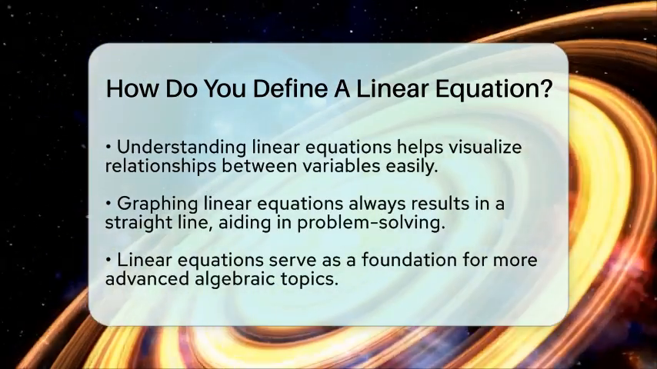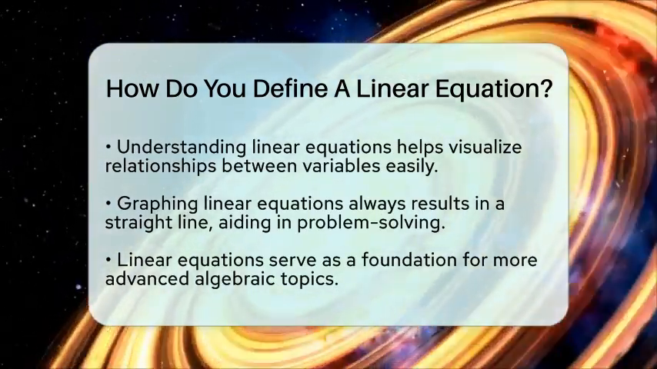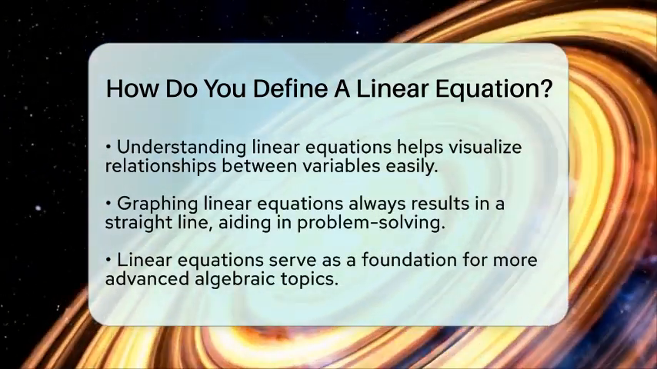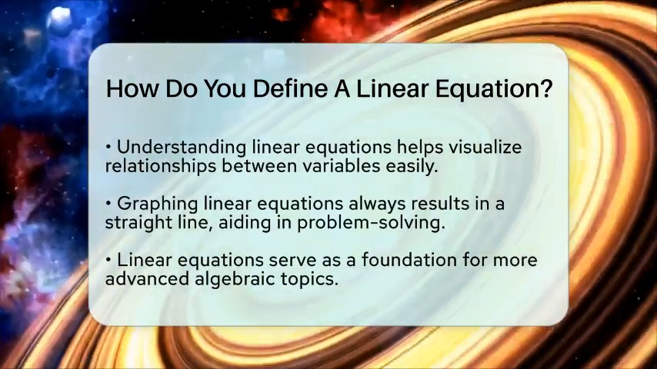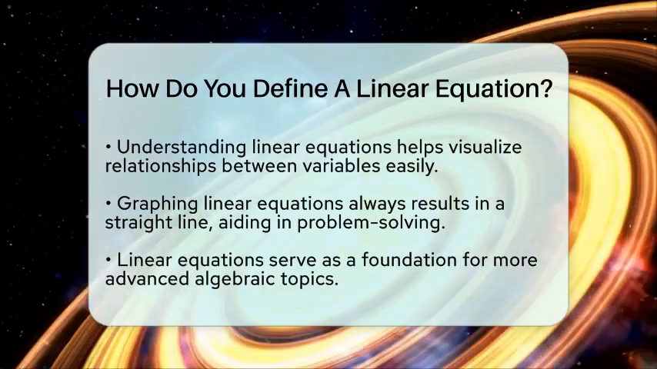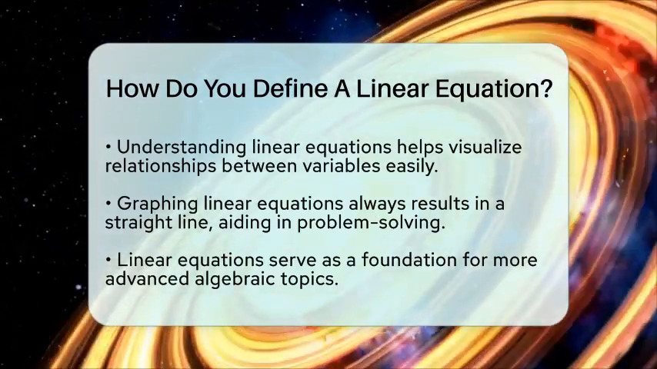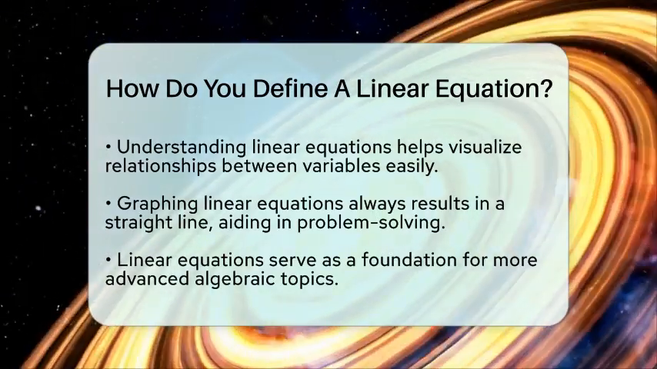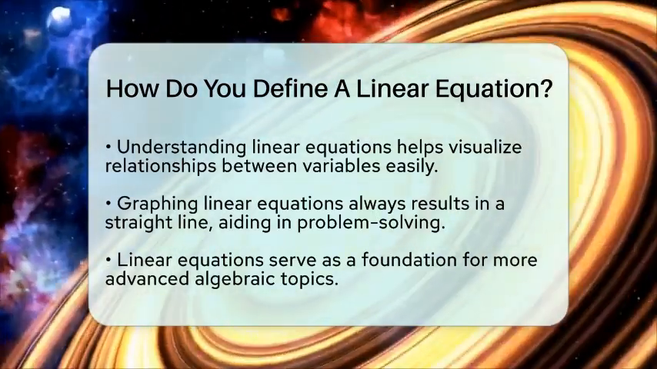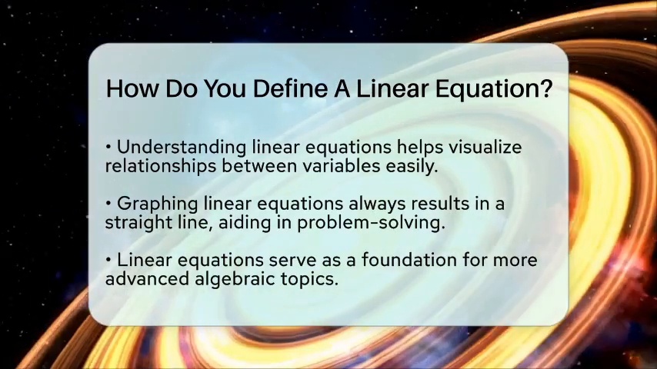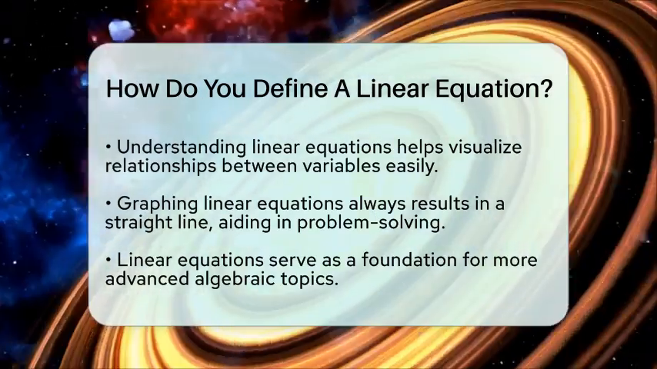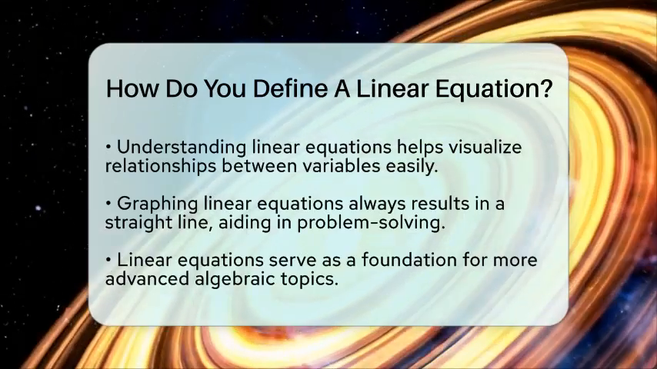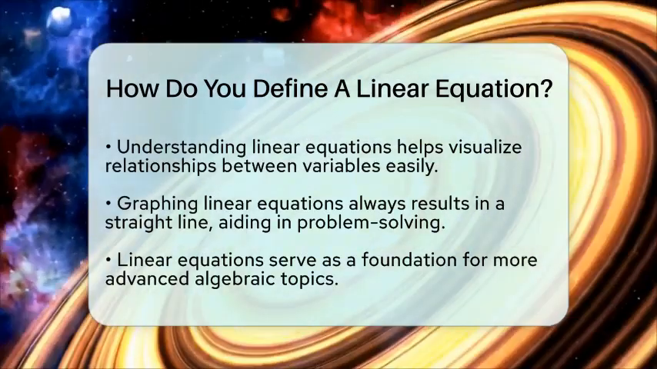When you graph a linear equation, it always makes a straight line, which makes it easier to visualize and solve. So, to sum it up, a linear equation is one where variables are only to the first power. No variables are multiplied together or inside roots or exponents. And when you graph it, you get a straight line. They can have one or many variables, and they form the foundation for understanding more complex algebraic concepts and systems of equations.